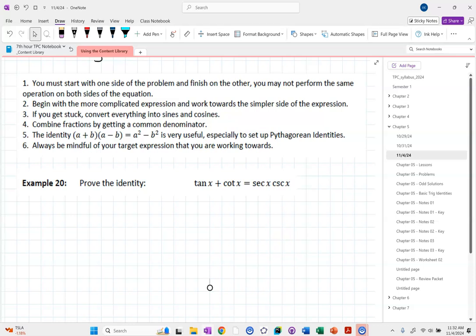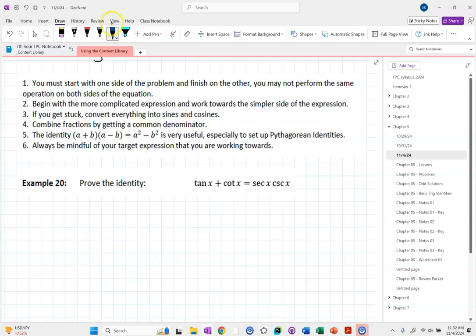So the first thing you'd want to do is look at the identity that you're given. Here we're given tan x plus cotangent x equals secant x times cosecant x. And I want to decide, for starters, which side I want to work on. Which one of the two is more complicated? What does Mr. Kulik even mean by more complicated?